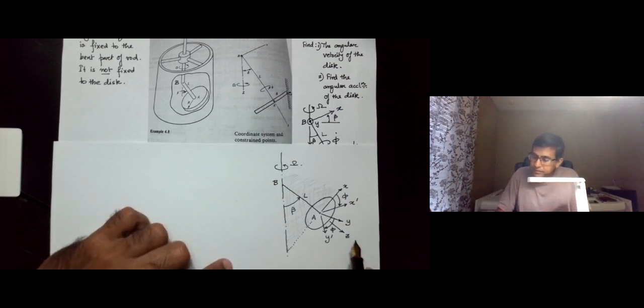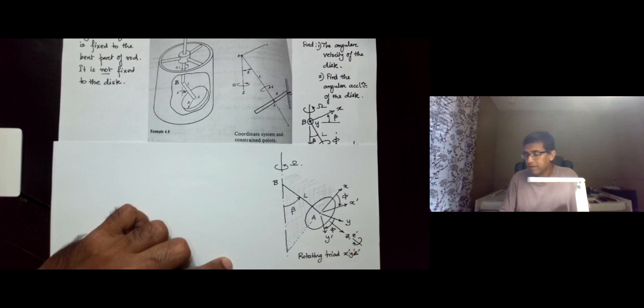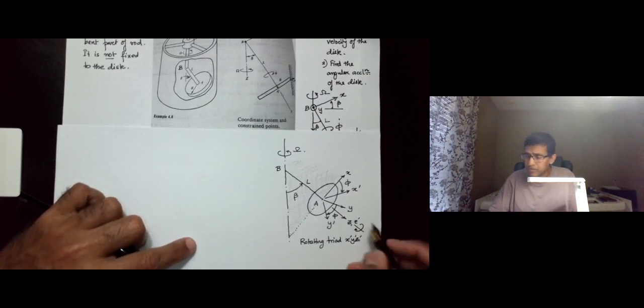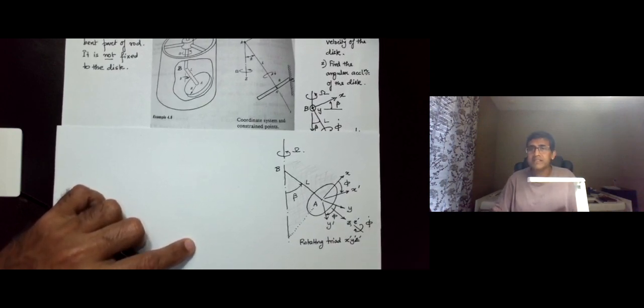Now in this, so essentially our rotating triad is x prime, y prime, z prime, and the disk is turning in this manner as we have shown here. So this is phi dot. So that's the spinning of the disk.